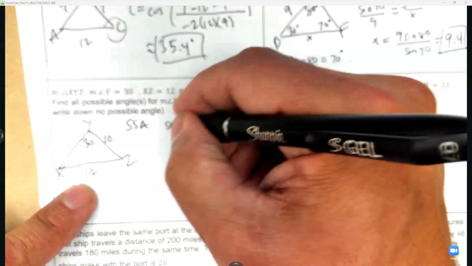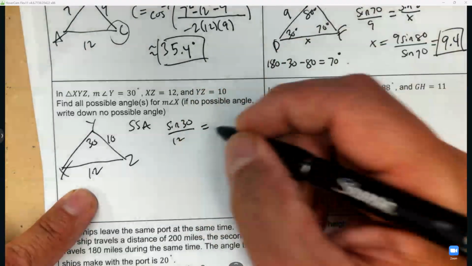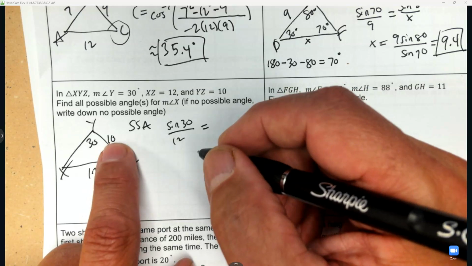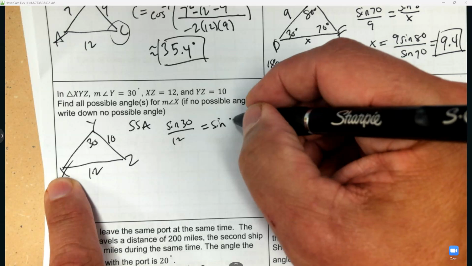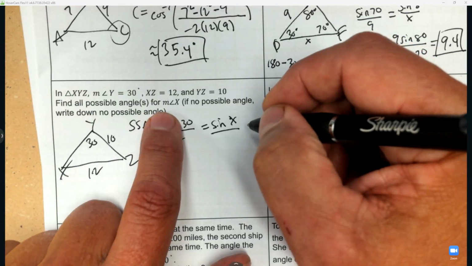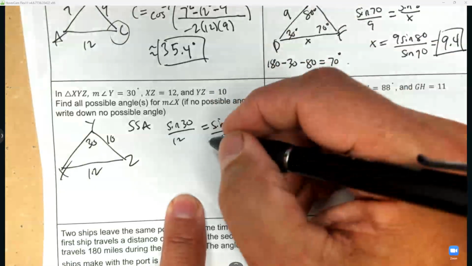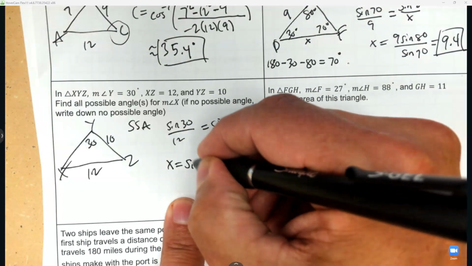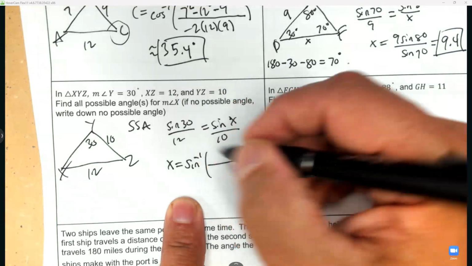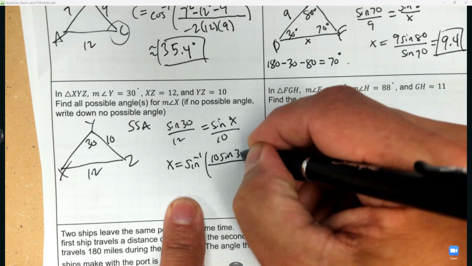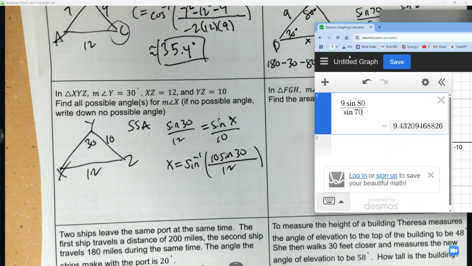So I know sine 30 over 12. The only other angle I can find right now is opposite of 10. So the only angle I can find is X. And that's what I'm looking for anyways. So that's good. And that's over 10. So to get X by itself, it's going to be the inverse whenever you're looking for a missing angle. And you're going to go 10 times sine 30 divided by 12. That's how you get X by itself. Let's type that in.